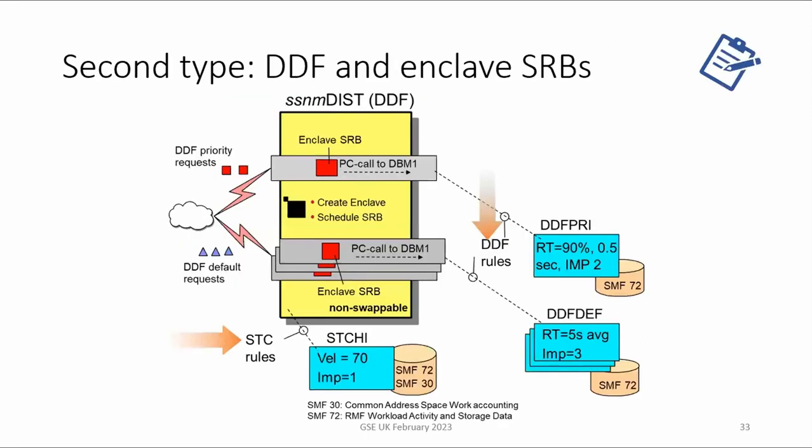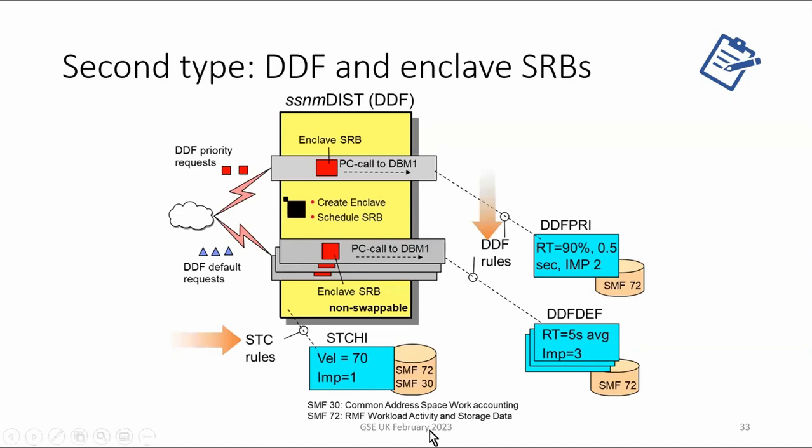All right, the second kind of work is DDF. And DDF is an interesting critter, right? So here we have, ideally this would be animated. Didn't get to make it work correctly, so I just got rid of the animation. The DIST address space here is running with the DB2 address spaces in sysSTC.